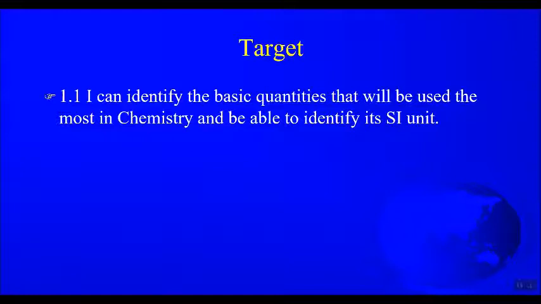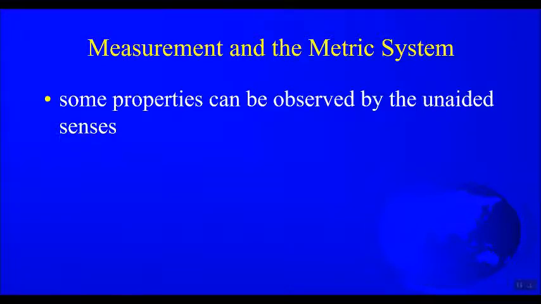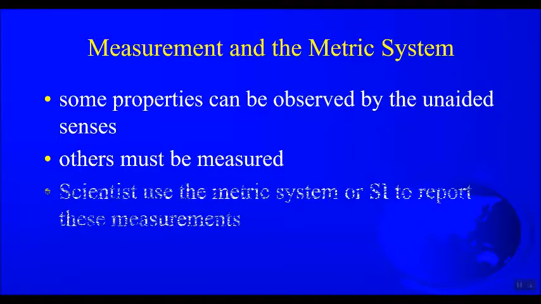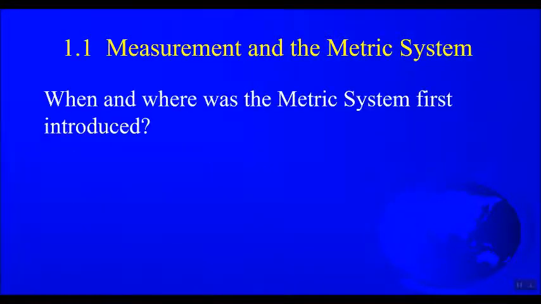So first target is I can identify the basic quantities that will be used the most in chemistry and be able to identify its SI units because we won't be using English units. We're going to be using the units that everyone around the world understands. Some properties can be observed by the unaided eyes. Others need an instrument. They must be measured. Scientists use the metric system, or the SI, to report these measurements.